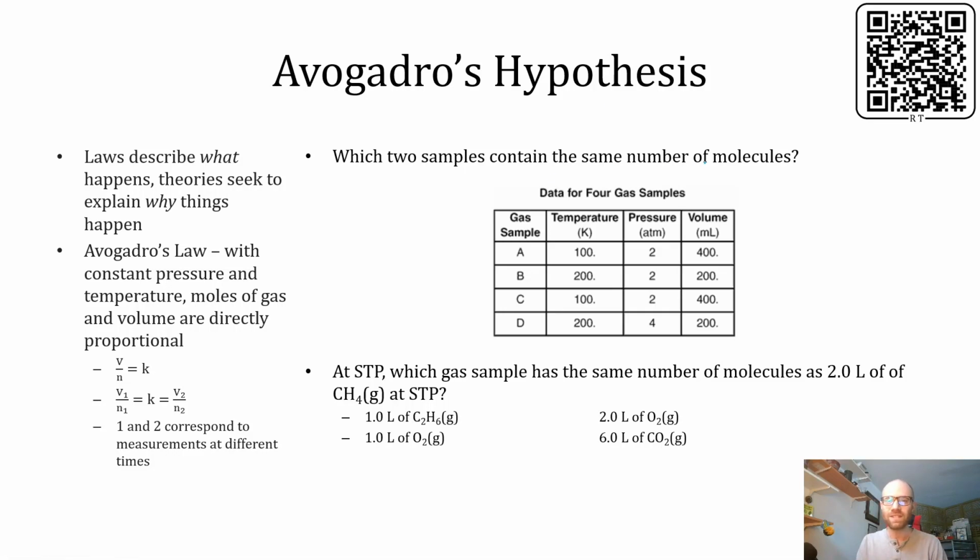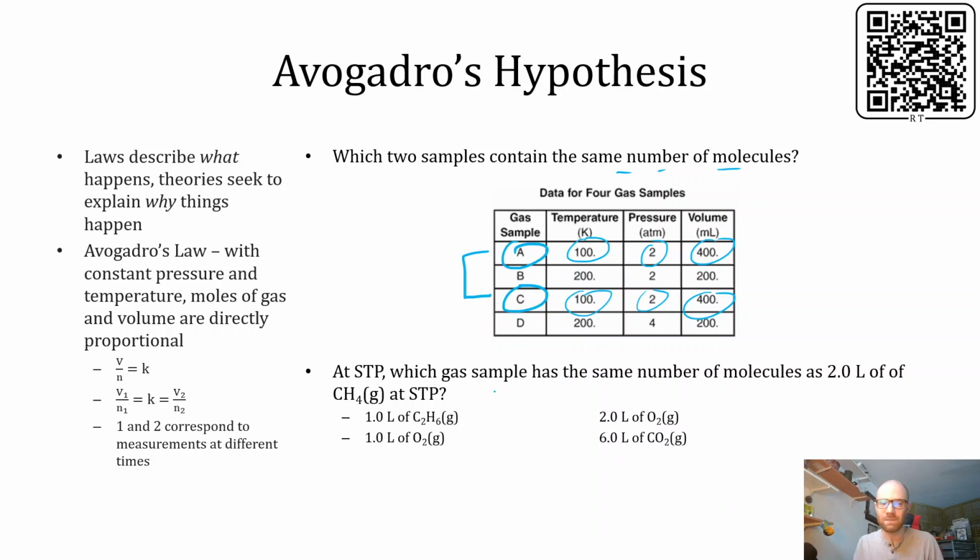So which two samples contain the same number of molecules? Well, same number of molecules would be the same temperature and pressure. So these two temperatures are the same, these two pressures are different. So we've got 100, 100, 2, 100, and then the same volume, right? So if you're at the same temperature and pressure, if the volumes are different, then obviously the amount of gas is different. But if all three of these are the same, then they're the same. So the answer here is A and C.